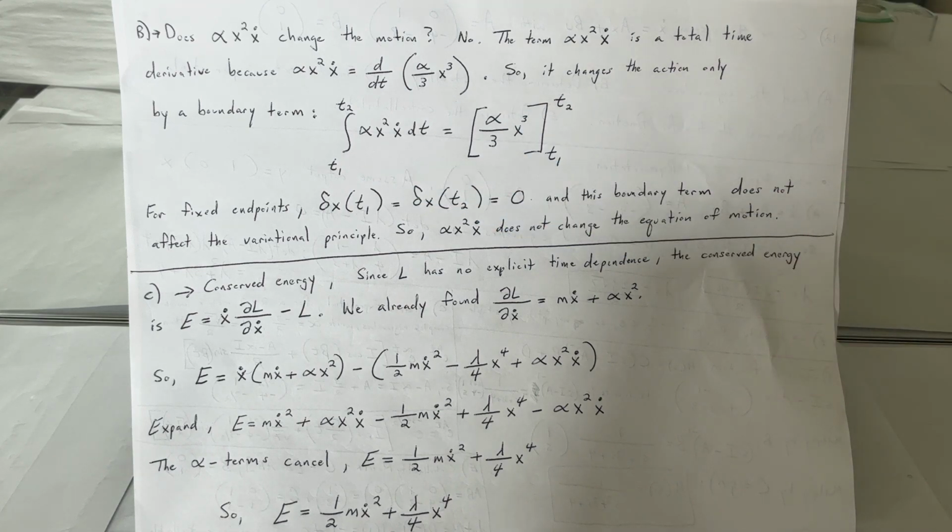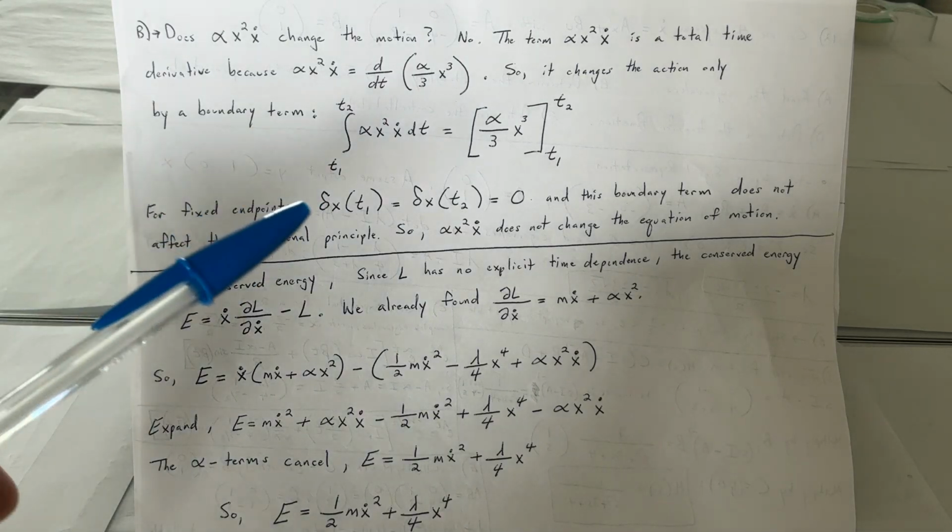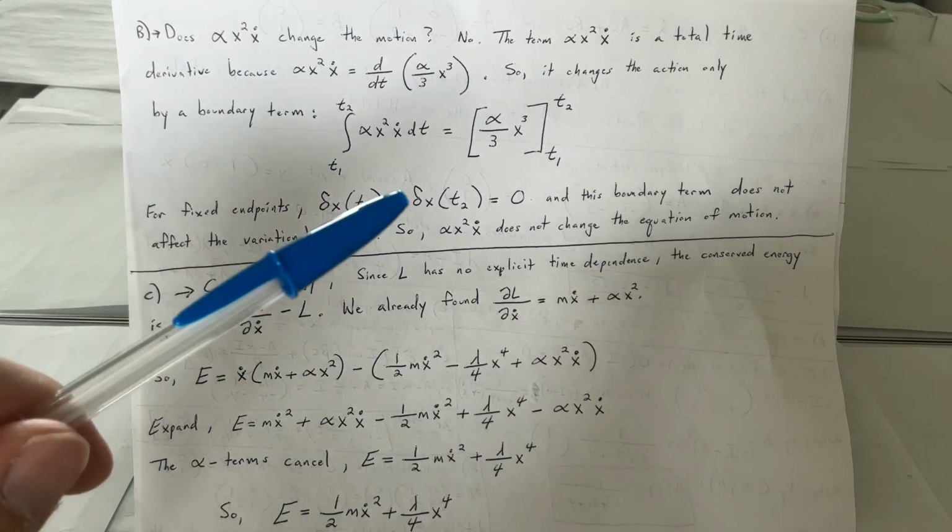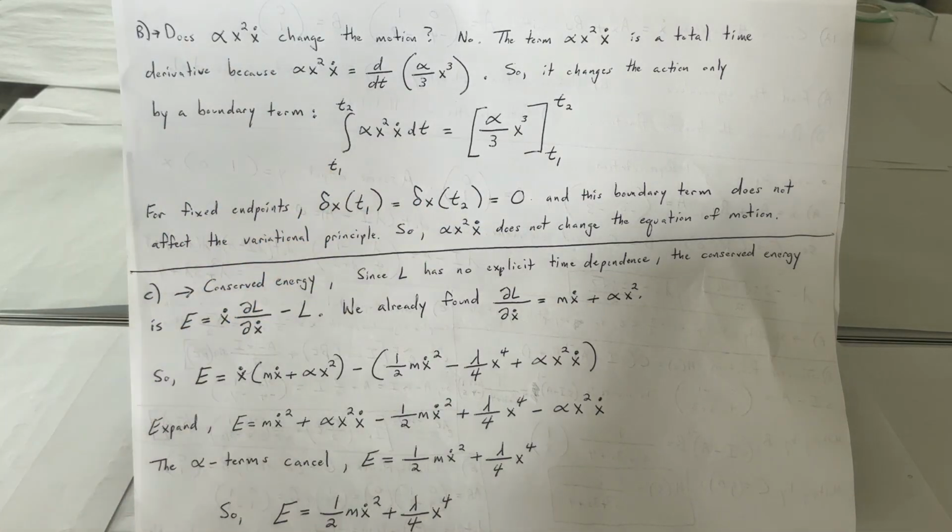So the integral from t sub 1 to t sub 2 of alpha x squared x dot dt, when we compute this, is alpha over 3 x cubed evaluated from t sub 1 to t sub 2. For fixed endpoints, delta x of t sub 1 equals delta x of t sub 2 equals 0. This boundary term does not affect the variational principle. So alpha x squared x dot does not change the equation of motion.